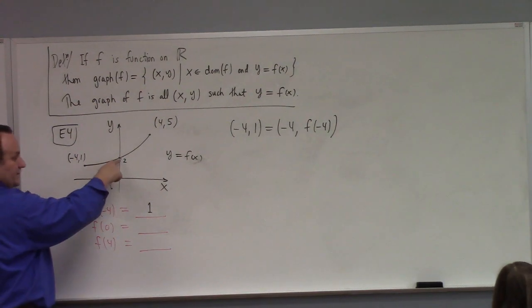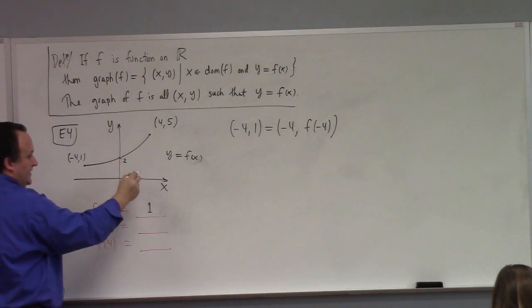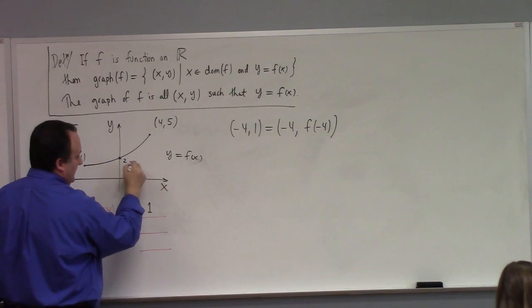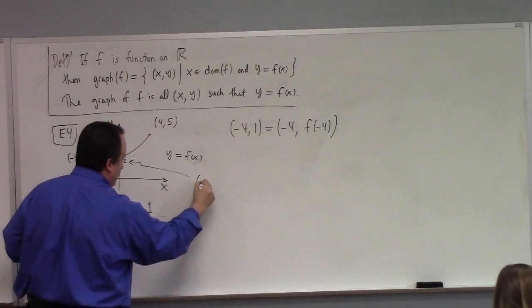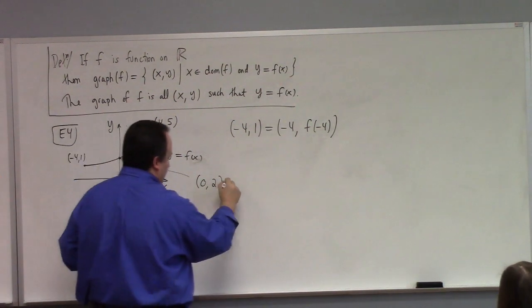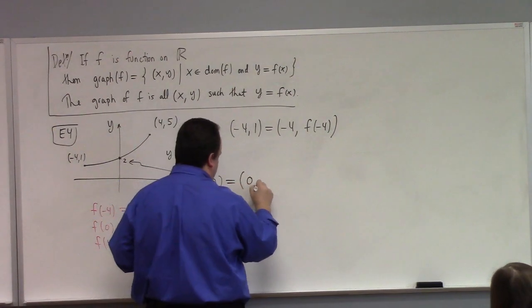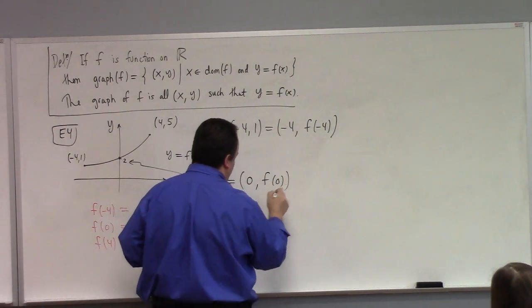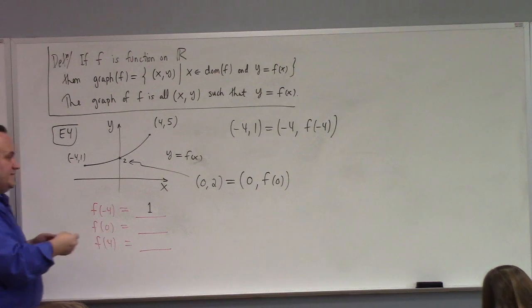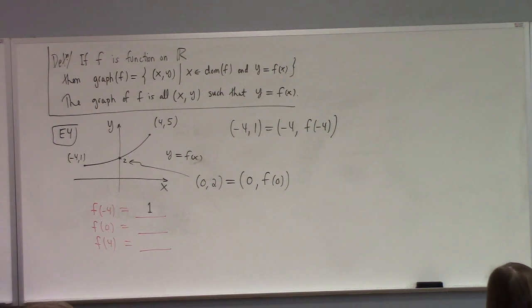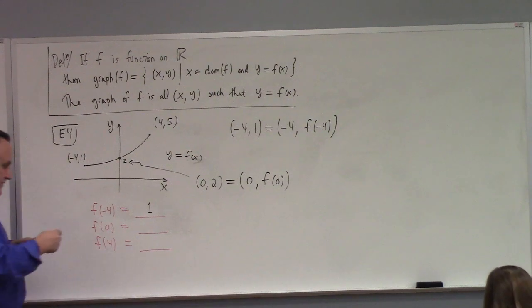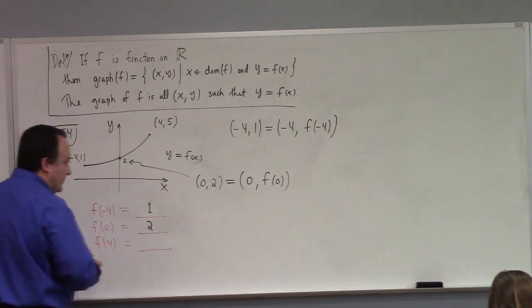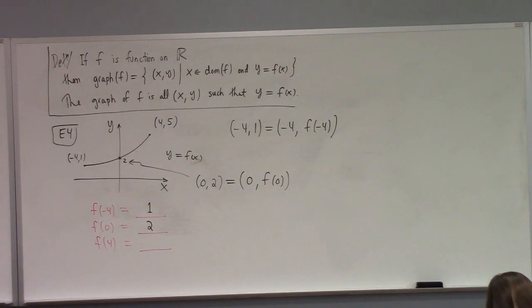And this point right here, right? What point is that? If I write it out, this is the point 0, 2, right? Since it's on the graph, that's 0 comma f of 0. The only way for that to be true is for 2 to be equal to f of 0. So f of 0 is 2. All right? What is f of 4 equal to?